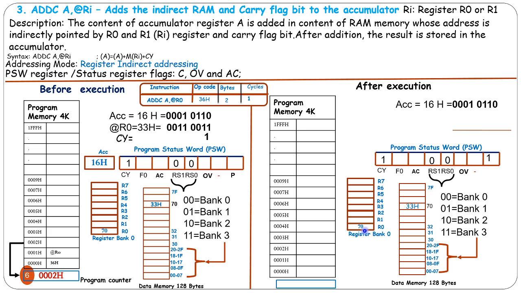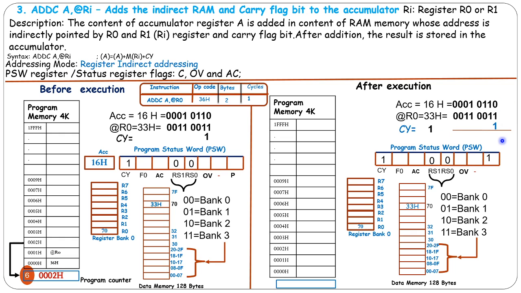The content of R0 here is the content of random access memory, 33 is the data. So accumulator here is 16, in binary format 0001 0110. Then the random access memory indirectly pointed by R0 is 33, in binary format 0011 0011, and the carry flag bit. So this carry flag bit is 1, it is added here.